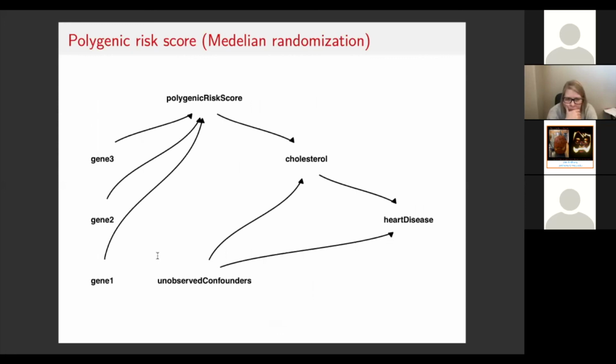And the stronger the instrument, or this randomization device, the better you can randomize cholesterol using these genes. Again, you have to make assumptions like these genes are all approximately random, segregating randomly. Then you can estimate a causal effect of cholesterol on heart disease.